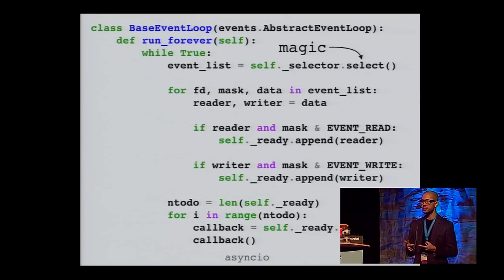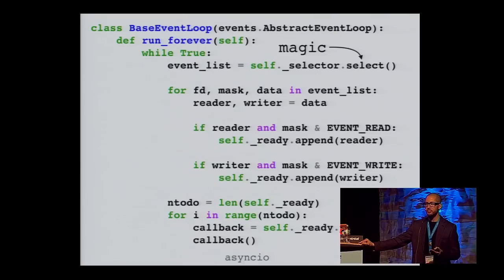So we iterate through this event list, and each item in the event list is a file descriptor, a bit mask of pending events on that file descriptor, and also the data that we earlier passed in. So the data, remember, is the reader callback and the writer callback, so we unpack that from data. And then we check, is the readable bit set on the event mask, and is the read callback not None? If so, then we don't actually execute the read callback. We add it to a list of pending callbacks.